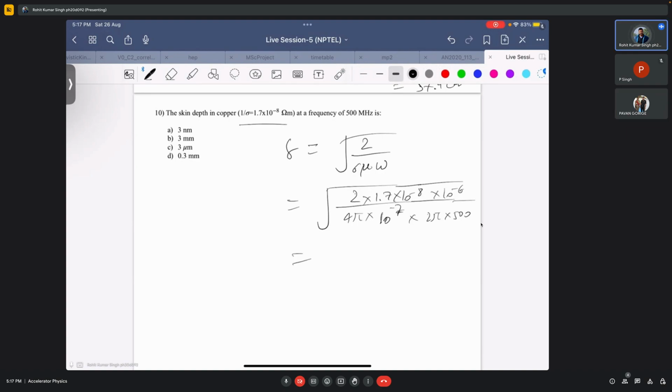Okay, so let's calculate a bit. Let's see if we can convert to an answer. 2 equals 2. So here in the above we have 10 to the power minus 14, here 7. So what remains is 10 to the power minus 7 in the numerator, and 1.7 in the denominator. We have 4 pi square into 500, correct?